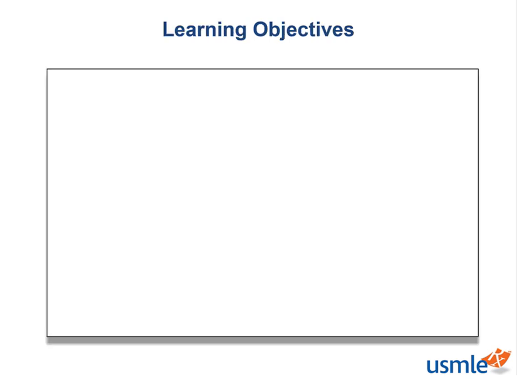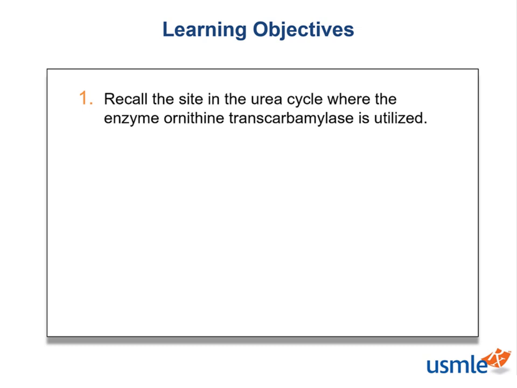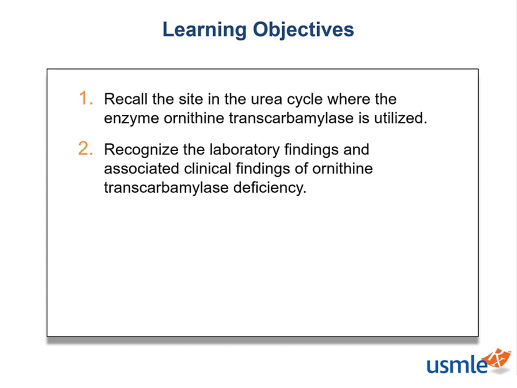Our learning objectives are to recall the site in the urea cycle where the enzyme ornithine transcarbamylase is utilized, and to recognize the laboratory findings and associated clinical findings of ornithine transcarbamylase deficiency.